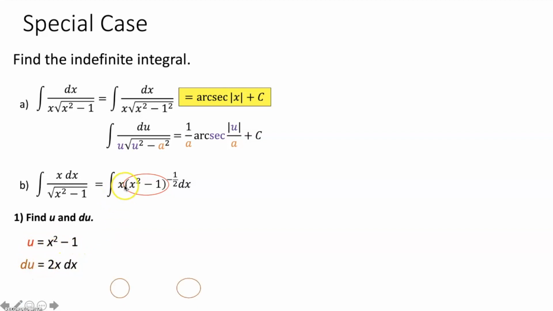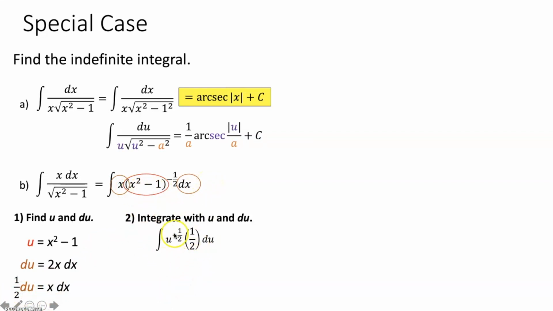And look at our problem. We got an x and we got a dx. Perfect. The only problem is we don't have a 2. So what we do is we take that constant, divide it to the other side, and instead of substituting du in for 2x dx, since there's only an x and a dx, I'm going to substitute 1/2 du in for the x dx. So that's what I'm going to do. I'm going to rewrite this integral in terms of u and du. I take u, substitute it in for the x squared minus 1. I take 1/2 du, substitute it in for the x dx.